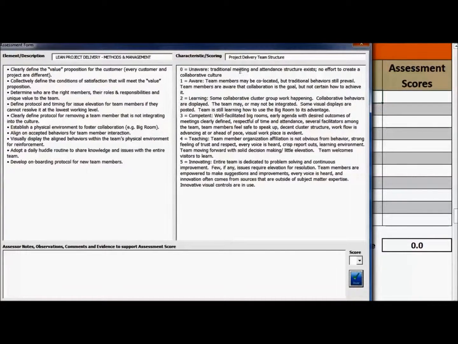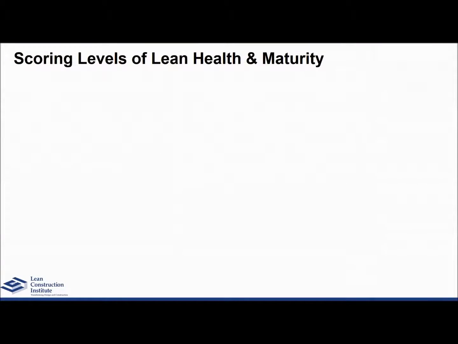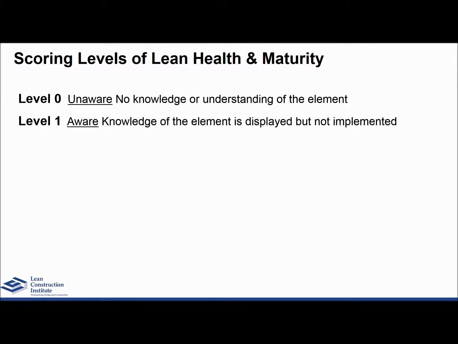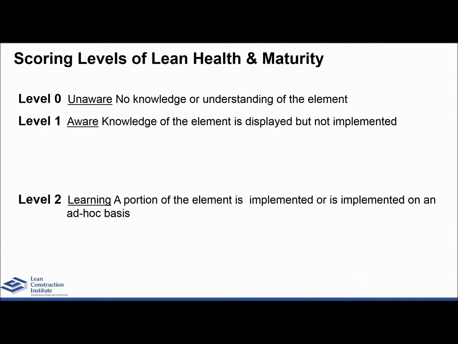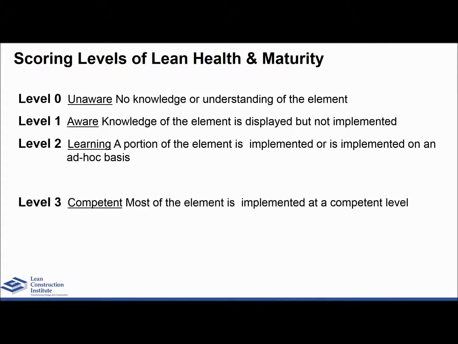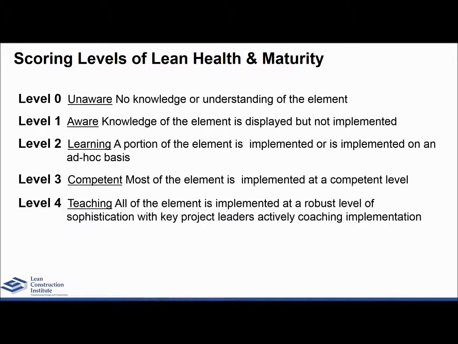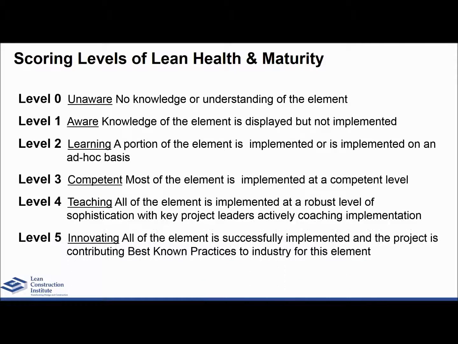You will see on the left-hand side a description of the element, and on the right-hand side, the characteristics for each scoring level. The scoring levels are from 0 to 5, 0 being unaware, 1 being aware, 2 are learning, 3 competent, 4 teaching, and finally 5 innovating.